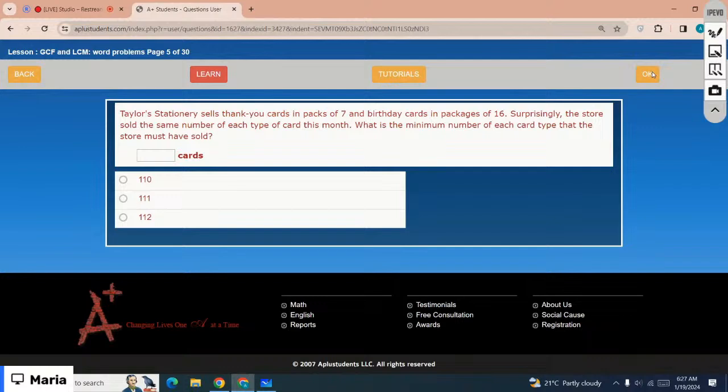Taylor Stationery sells thank you cards in packs of 7 and birthday cards in packs of 16. Surprisingly, the store sold the same number of each type of card this month. What is the minimum number of each card type that the store must have sold? So which is the correct option?